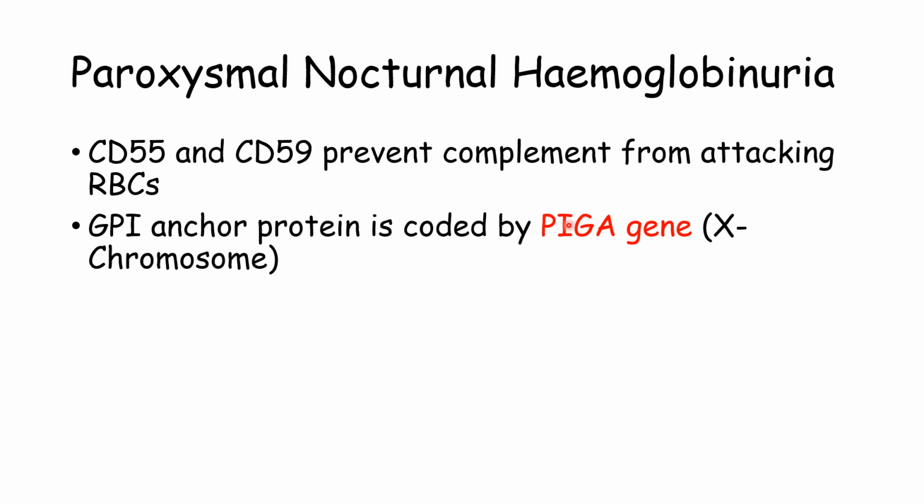So in toto, CD55 and CD59 prevent complement from attacking RBC, and this GPI anchor protein is coded by the PIGA gene, and this PIGA gene is present on the X chromosome.